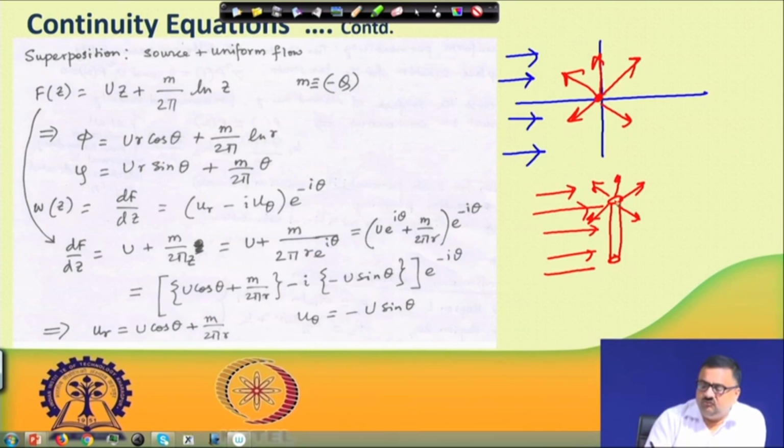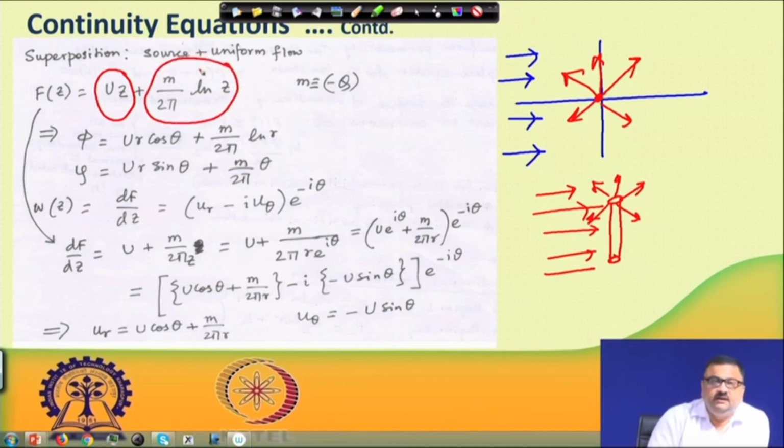So, in this case, how will the streamlines look? We have done this: F(z) is equal to U z, the elemental flow for uniform flow in the x direction, and m by 2 pi ln z is the elemental flow for a source. Since in the earlier context we defined q as the production from the well, m is equivalent to minus q.